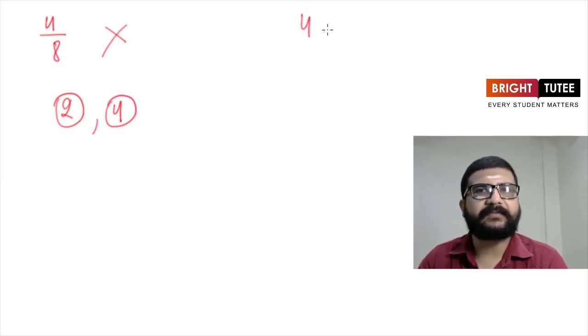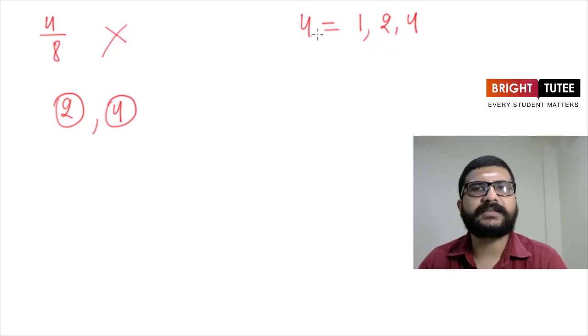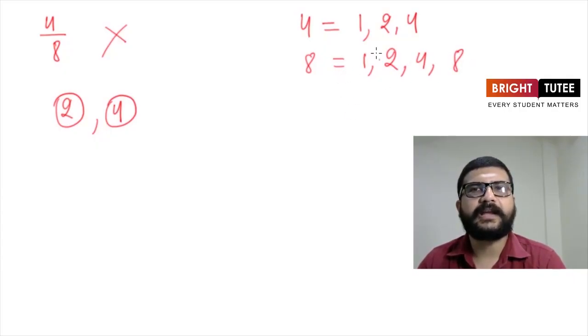Let's see that first. What are the factors of 4? Factors of 4 are 1, 2 and 4, because 4 is exactly divisible by these three numbers. Now what are the factors of 8? They are 1, 2, 4 and 8. Now how many of them are common? 1 is common, 2 is common and 4 is common. Which one is the highest? Highest is 4. So 4 is the highest common factor, that is the HCF of 4 and 8.